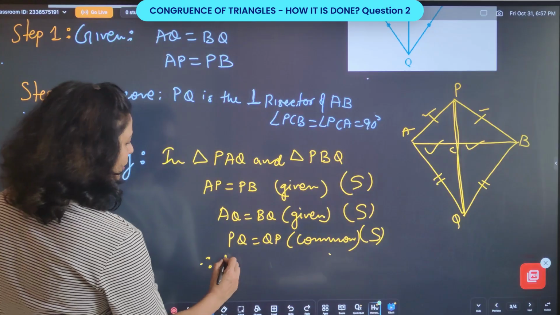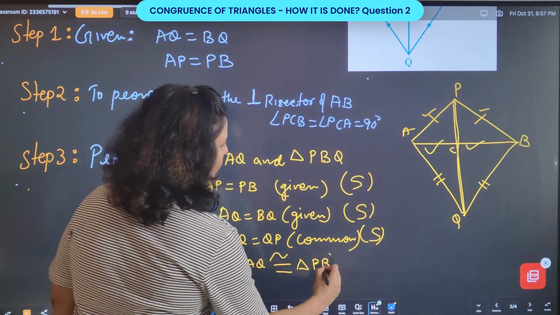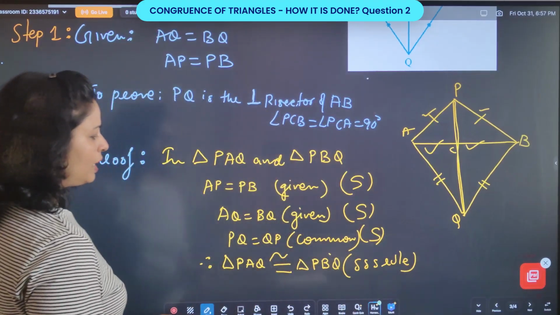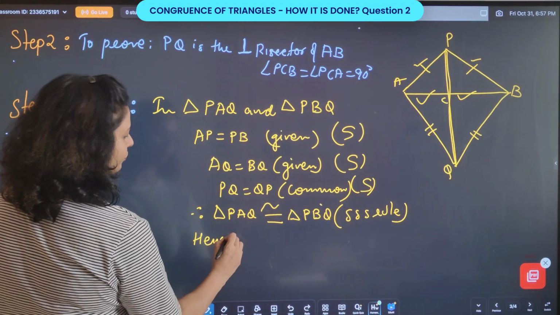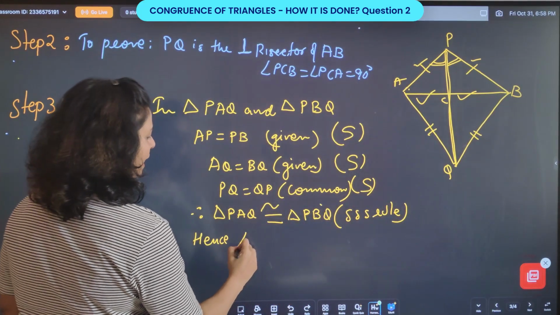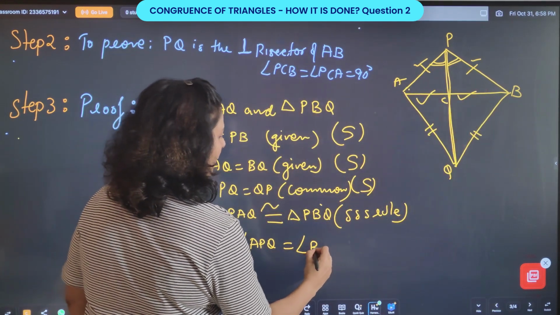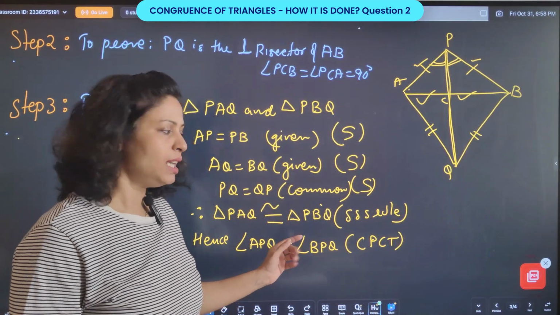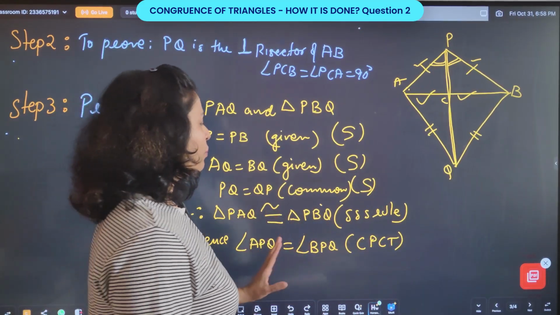So the three sides of triangle PAQ are equal to the corresponding three sides of triangle PBQ. Therefore, I can say triangle PAQ is congruent to triangle PBQ by SSS rule. Hence angle APQ is equal to angle BPQ by CPCT. Once we have done the congruency, I can say the corresponding angles of the congruent triangles are equal.